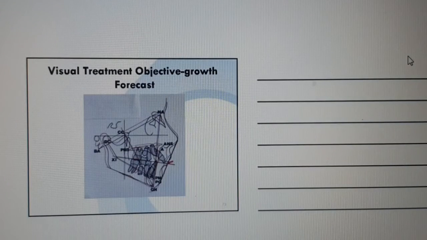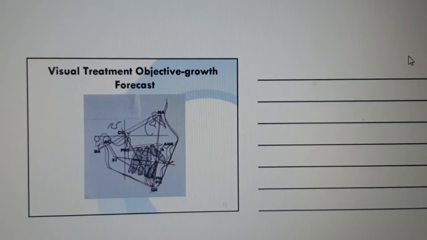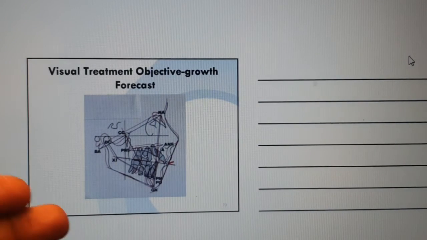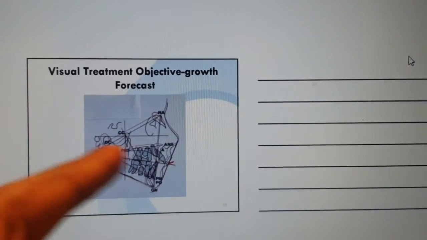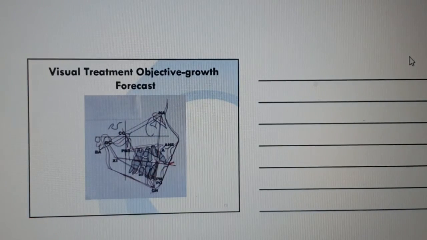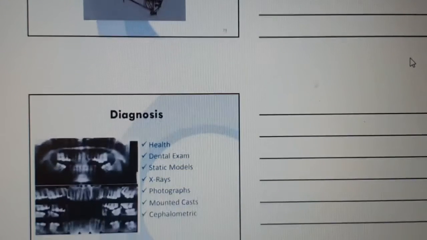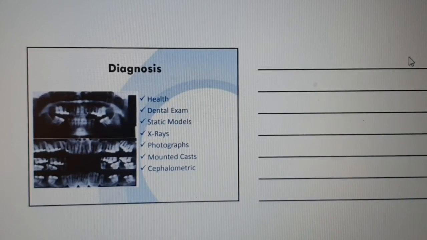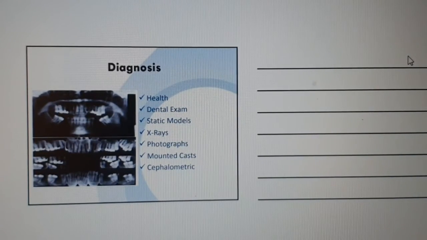From there, okay, so this is just another slide of the visual treatment objective or growth forecast of the patient after taking the SEF, identifying all our landmarks and making the appropriate measurements. So from there, we can then diagnose our patient in terms of the patient's health. We would have done a thorough dental examination, both intraorally and extraorally. We have static models, so those are our study models that we had discussed as part of our fixed and removable prosthesis. Go back to those slides, ladies and gentlemen.